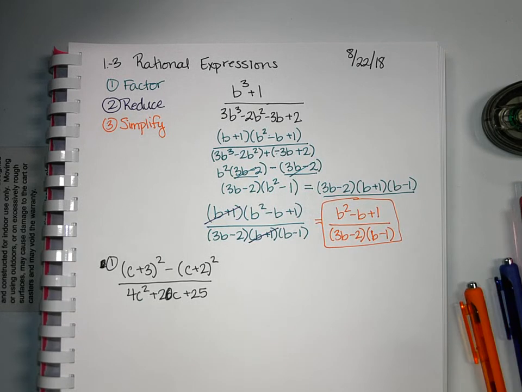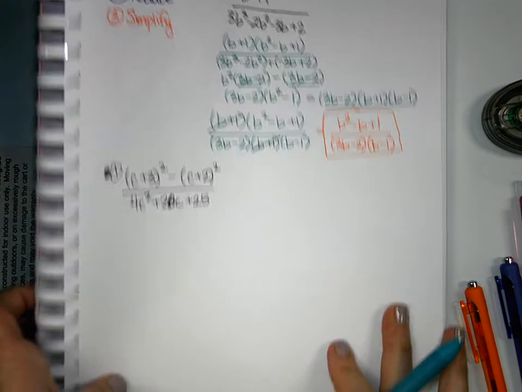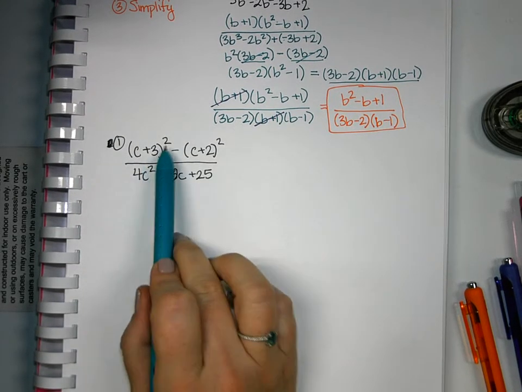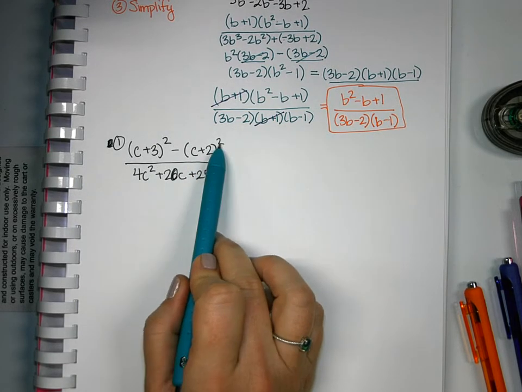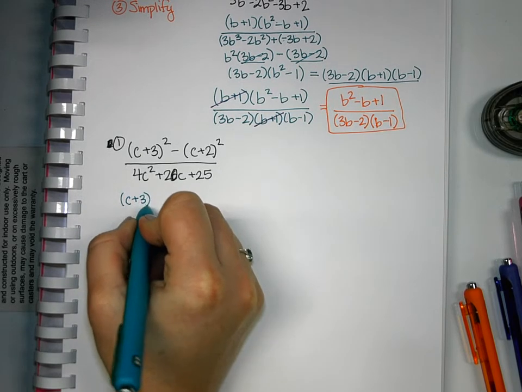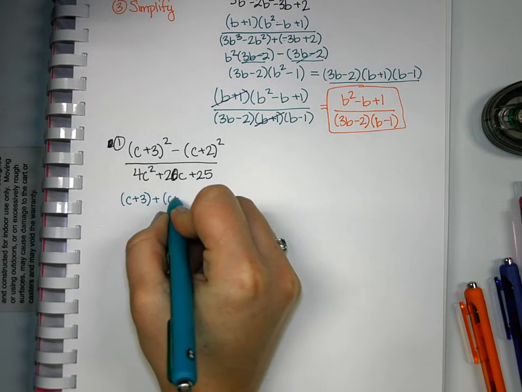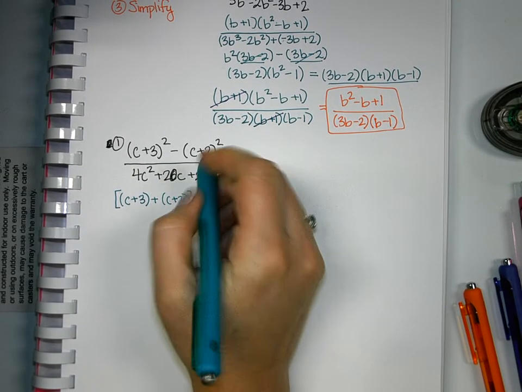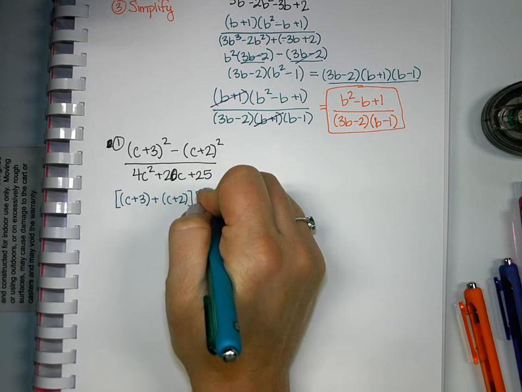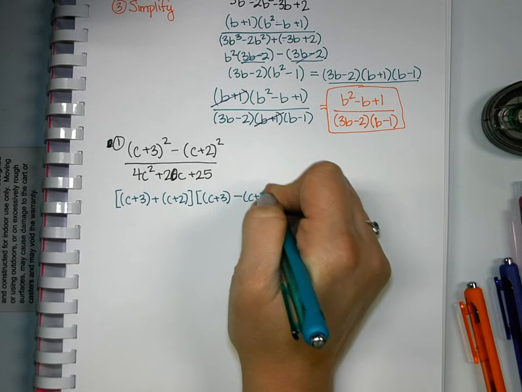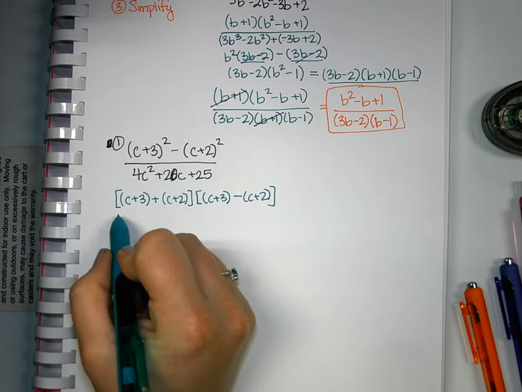So I'm going to start with factoring. On top, I notice I have a difference of squares because I have a perfect square here and a perfect square here. So if I take the first term plus my second term, that'll go in my first parentheses. I'm going to use brackets instead of parentheses here. And then in my second parentheses, I'll have c plus 3 minus, and then parentheses c plus 2. So there's my numerator factored.